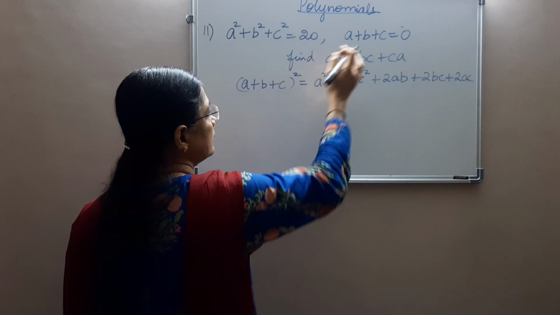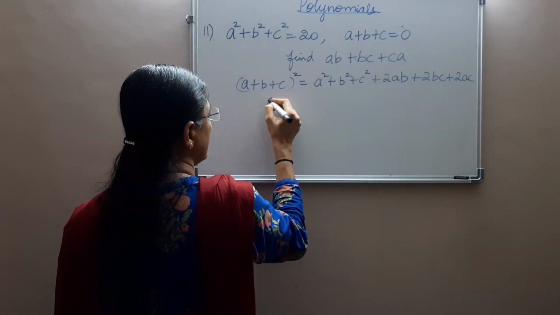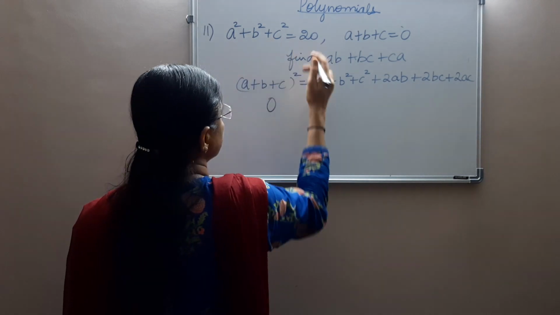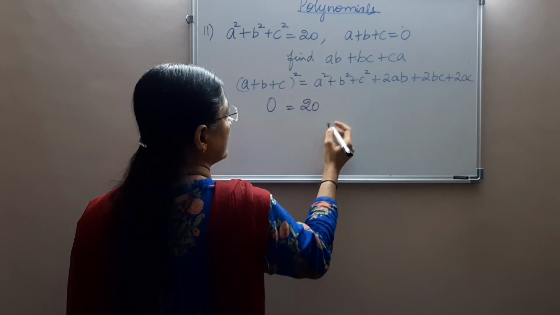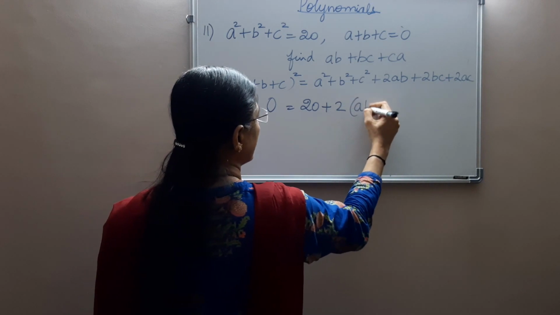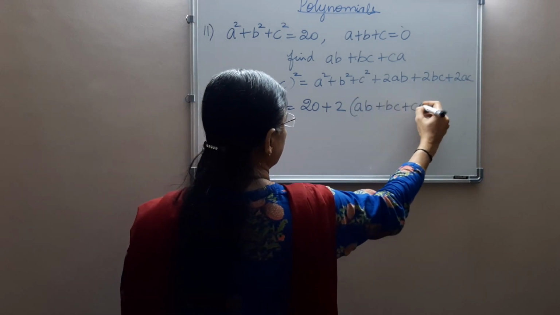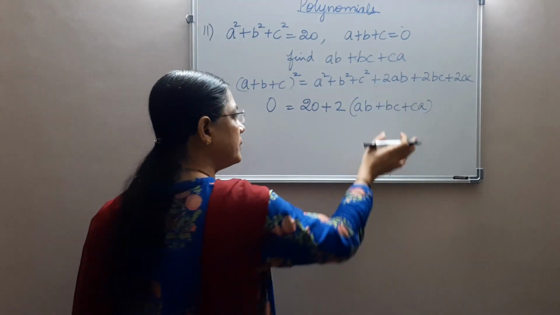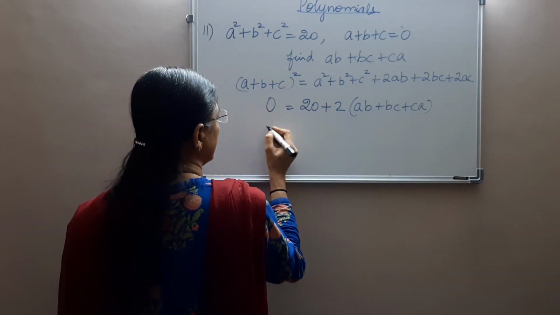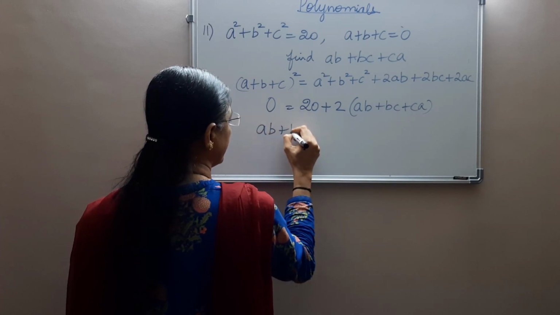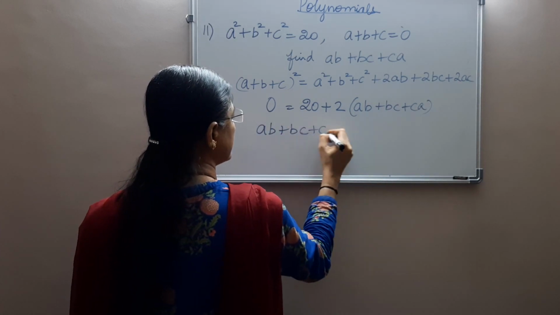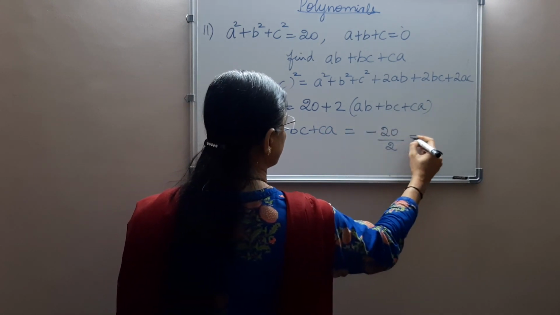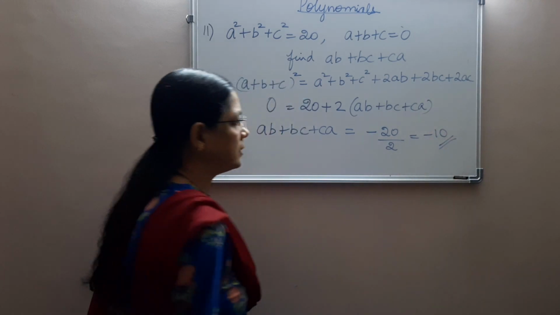Now we are given the details. A plus b plus c is 0. So 0 squared is 0 anyway. A squared plus b squared plus c squared is equal to 20, plus 2 times the term ab plus bc plus ca that I have to find. So keep this as it is and bring the others to this side. So ab plus bc plus ca will give you minus 20 divided by 2 is equal to minus 10. So minus 10 is your answer.